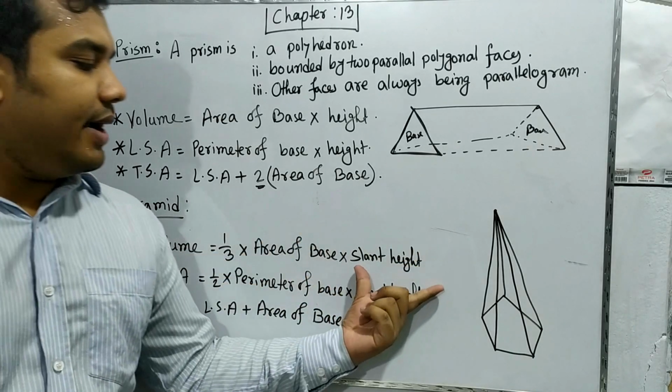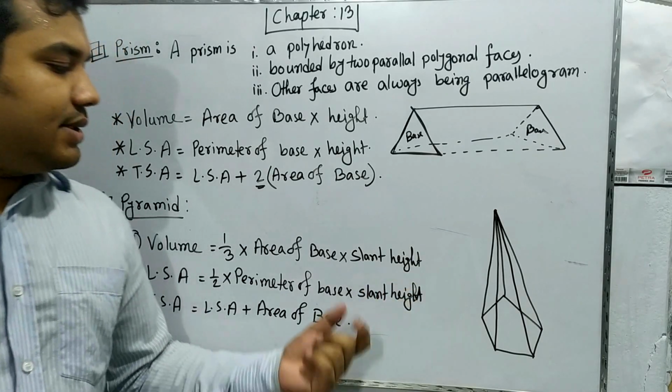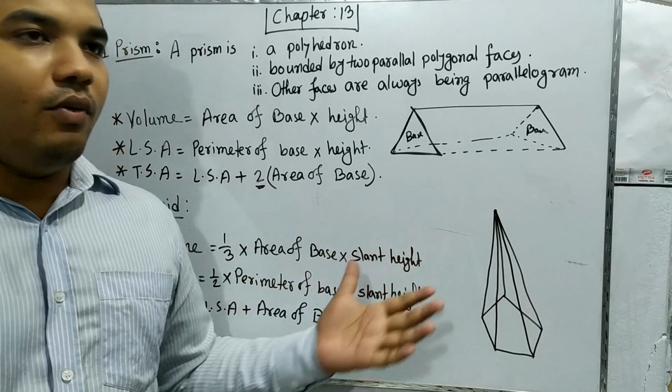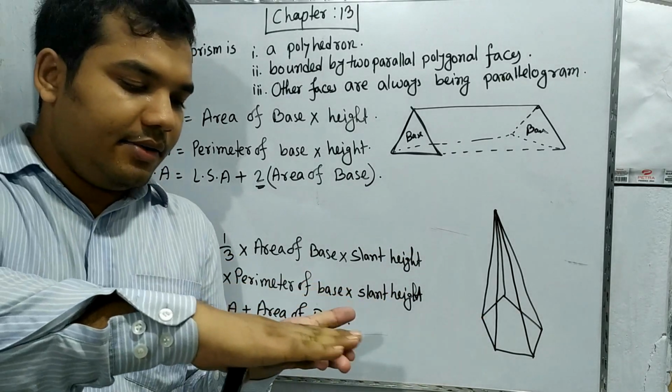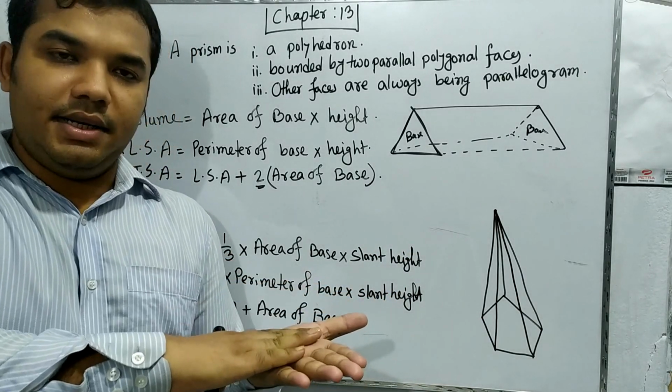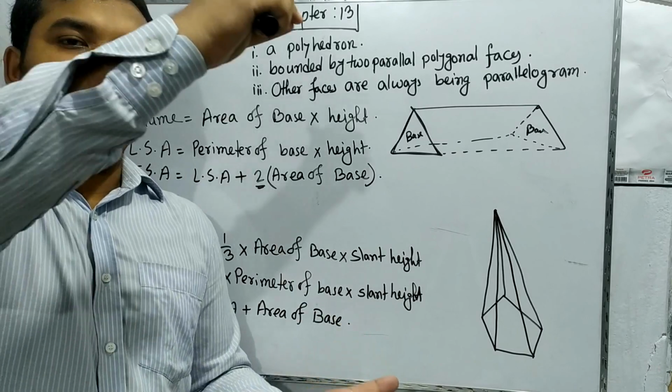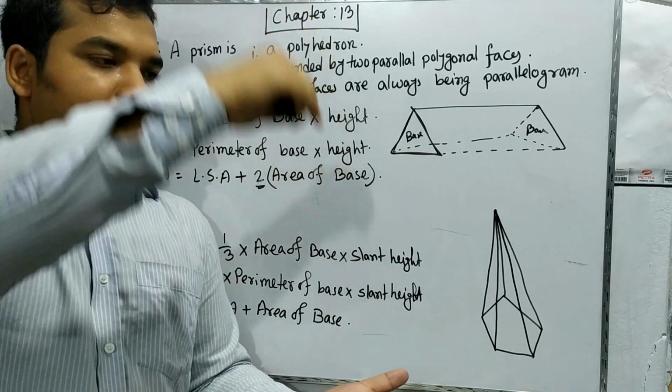One thing arises in your mind: what is the slant height? The slant height is one type of height. Just think about this: here is a surface, there is a pentagon, and there is a point.